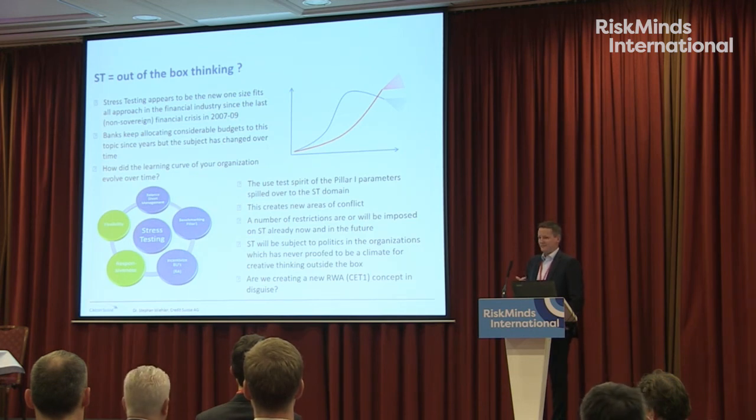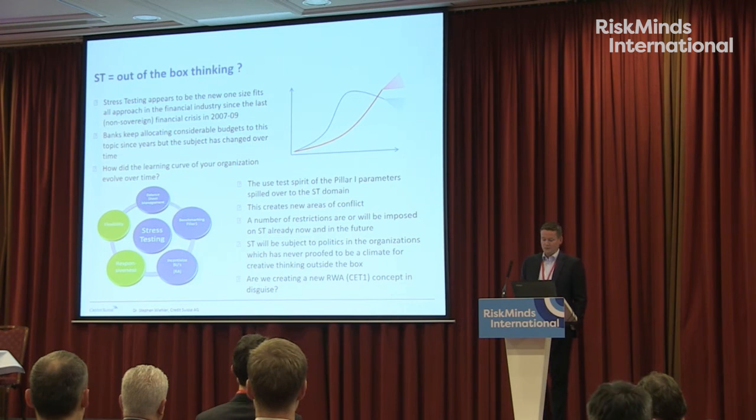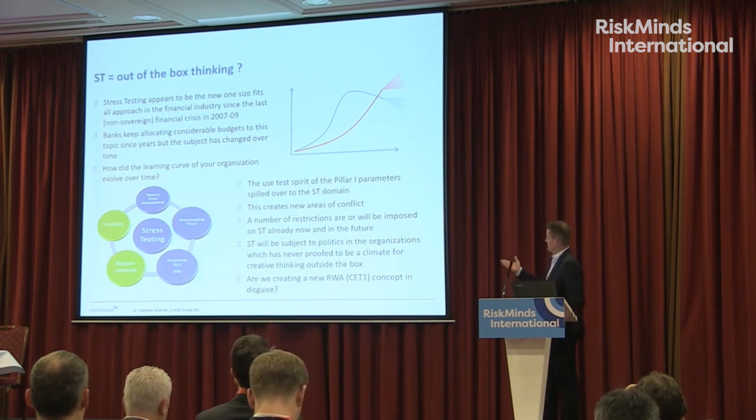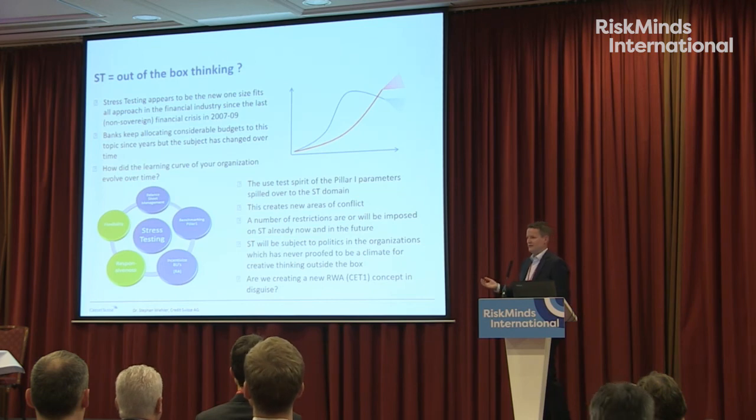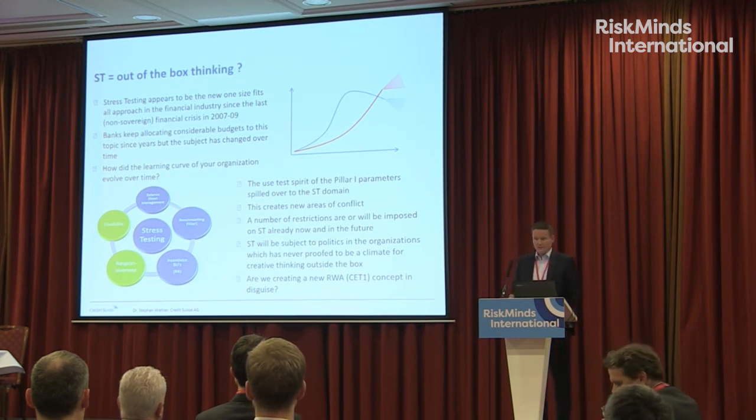Because we got used to the magnitude of the figures, but there are also other reasons, right? The use test spirit of Pillar 1 kind of spilled over to the stress testing domain. Now you have to use those figures in your organization. You need to use it to incentivize business units, yeah? Risk appetite. You need to use it for benchmarking your Pillar 1 models. You need to use it for your balance sheet management, which comes on top of the original functionality, which was you wanted to have a flexible tool that you can be responsive to any sort of stress testing request.